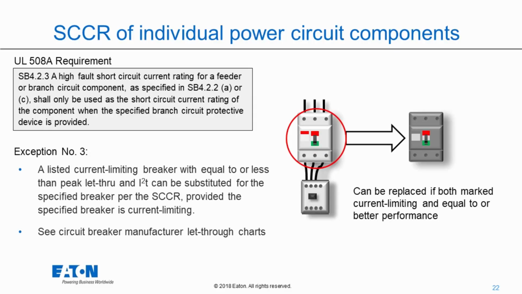Exception number 3 is just like exception number 1, except it has to do with circuit breakers, right? I can use a listed current limiting breaker that is equal or less than peak let-through value, and substitute it for the specified breaker, provided that the specified breaker is current limiting. So basically, if I have 2 current limiting breakers, I can substitute an equal or less than breaker for it as well. Very, very similar to number 1, except with current limiting circuit breakers.